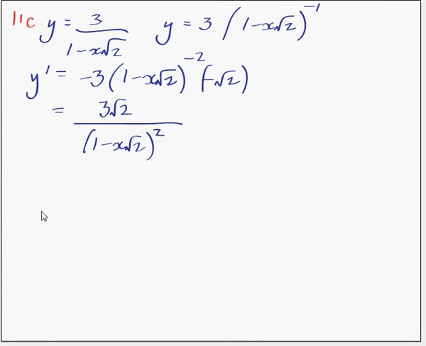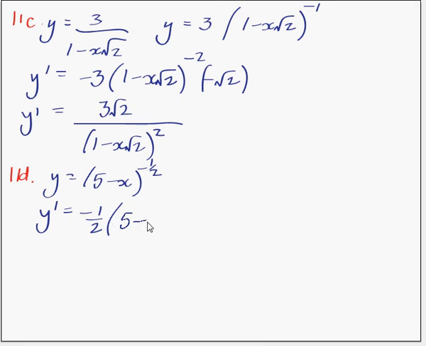11d is the question. y equals 5 minus x all to the power of minus a half. It's already in index form, so I can jump straight into the chain rule. I've got minus a half, 5 minus x. 1 off the power would be minus 3/2 then. Times it by the derivative of what's on the inside, which is minus 1. The negative times the negative will become a positive. I've got a 2, as well as 5 minus x to the 3/2. This here is my derivative.